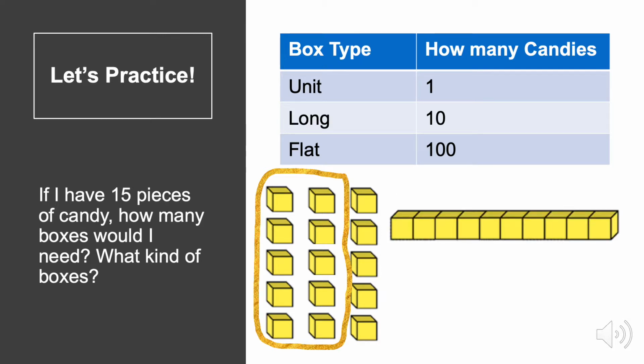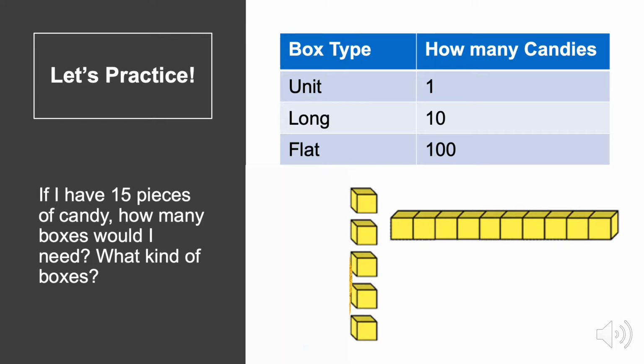Okay, so we have a long representing the 10 unit candies circled right now. Do we have enough candies left over to fill another long? Nope. What kind of boxes will we use instead? That's right, 5 unit boxes. So how many boxes did we use to fit our 15 pieces of candy? 1 long box and 5 unit boxes.